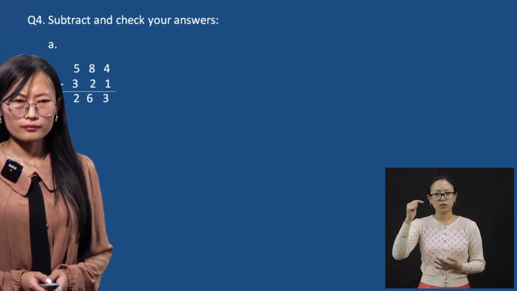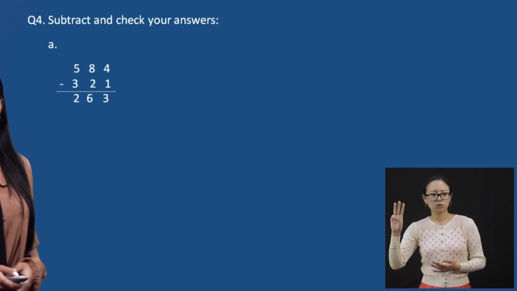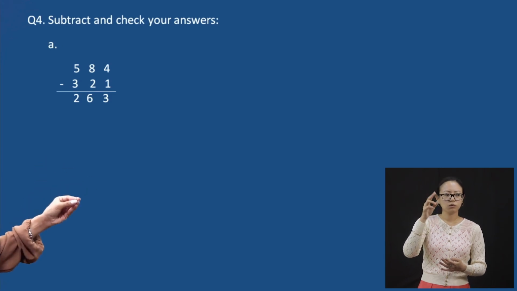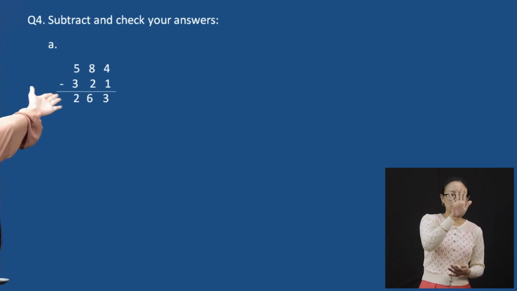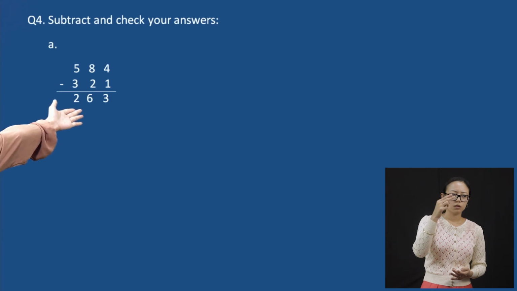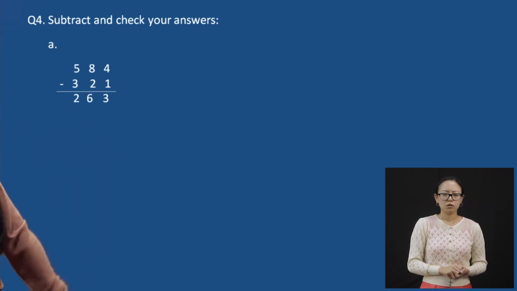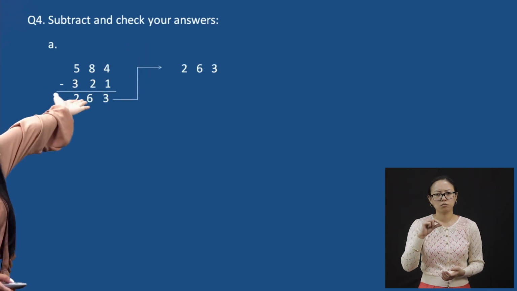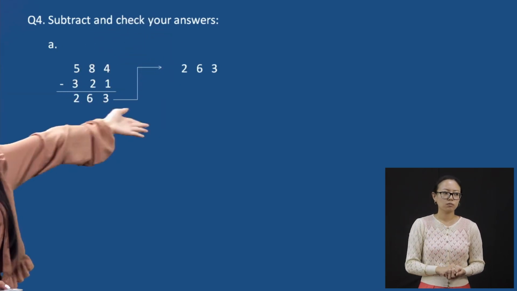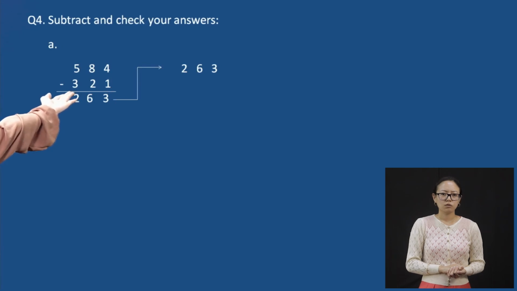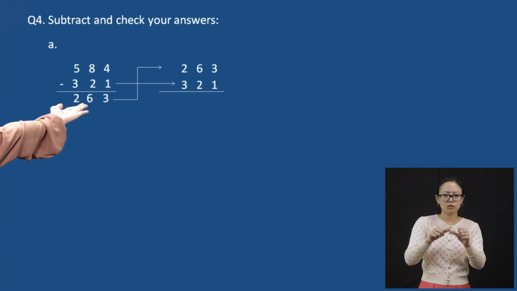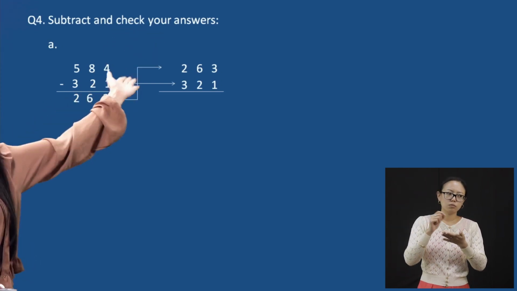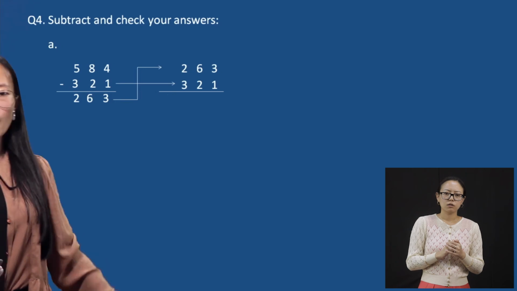Now, pay attention here. The question asks us to subtract and then check our answers. So here, subtraction has been done. Now let's check our answer, whether it is correct or not. Can you see the arrow mark here? The difference will be at the top now, and then the subtrahend, or the second number, will be at the same place. You will arrange in this manner.